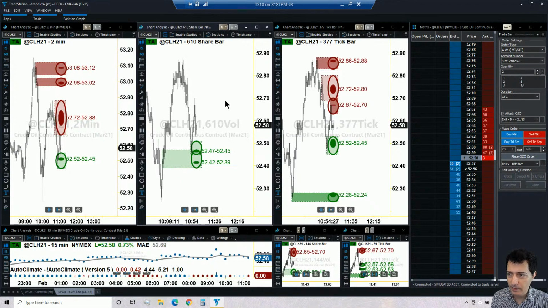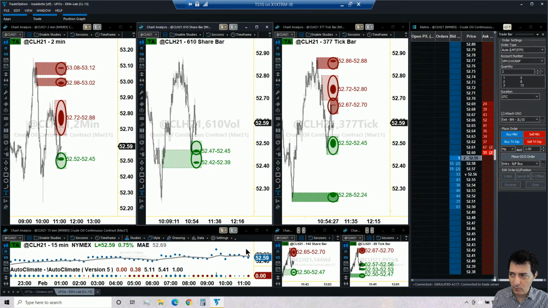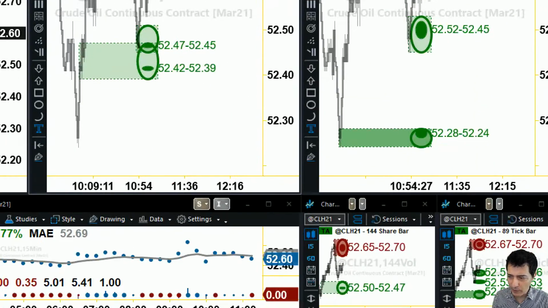Make sure you are using the right expiration month. Now let's begin planning our trade, and we're going to start with the climate.